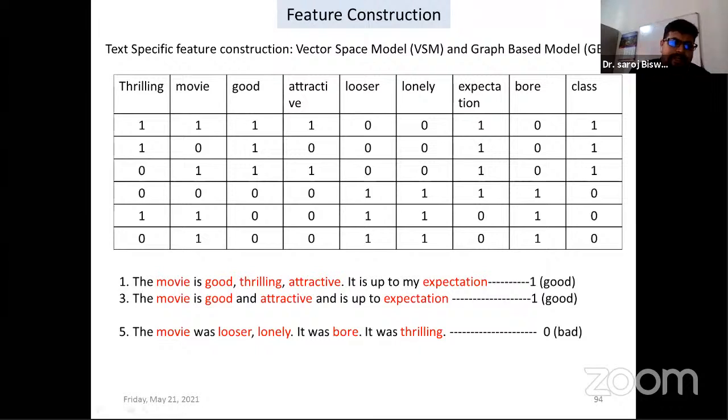Say we are having this kind of reviews for a particular movie. There are many reviews of movies. Just I have taken an example here. The first review is like: the movie is good, thrilling, attractive, it is up to my expectation. And some kind of rating is there, or some positive symbol, or some positive, negative.